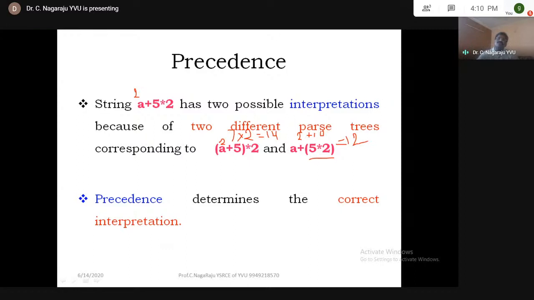So this is the precedence of the operators. Depending upon which operators you are using, you decide how to combine them. Suppose in the quadratic equation, instead of writing b by 2 into a, you write b by within the bracket 2 into a, so then you can get the correct results. So that is the precedence of the operator. The precedence determines the correct interpretation.